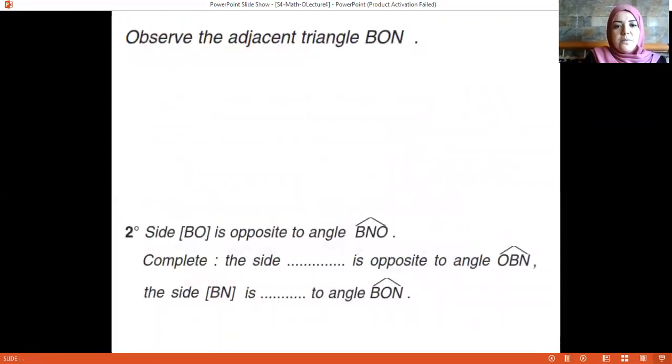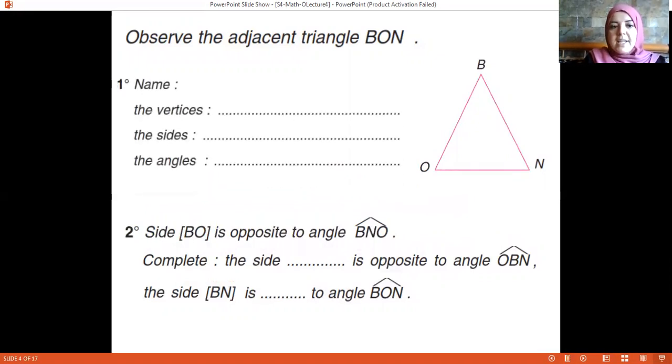Let us continue now. If you look at the triangle BON, let us name the vertices, the sides, and the angles. Do you still remember those three non-collinear points? We actually call them vertices. It's from vertex. So one vertex, three vertices. So from the word triangle, it's three angles, three vertices, and three sides.